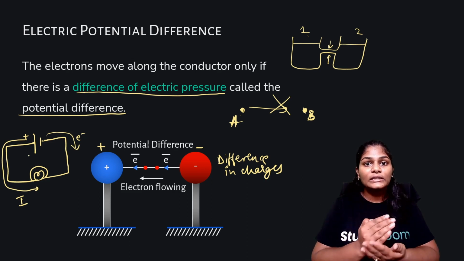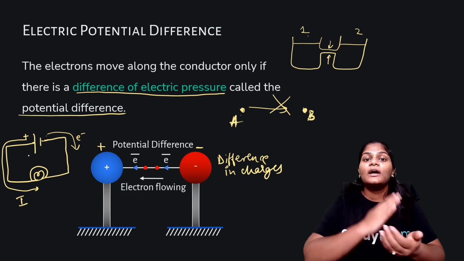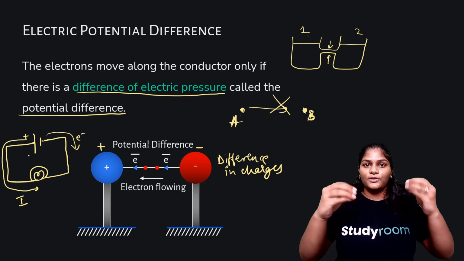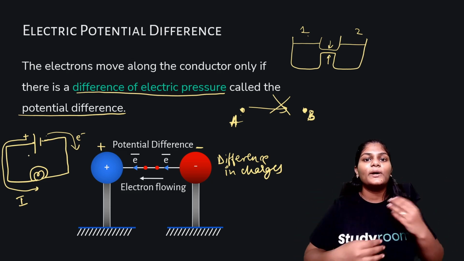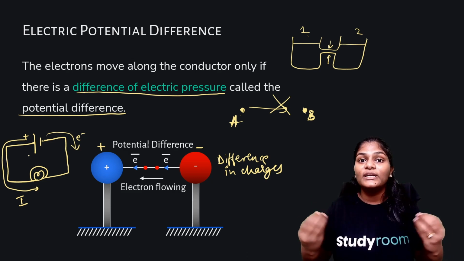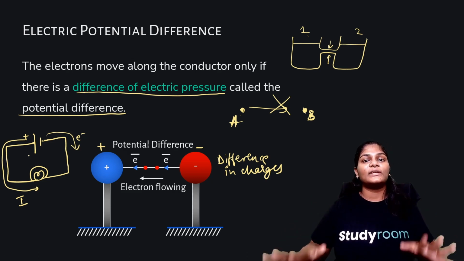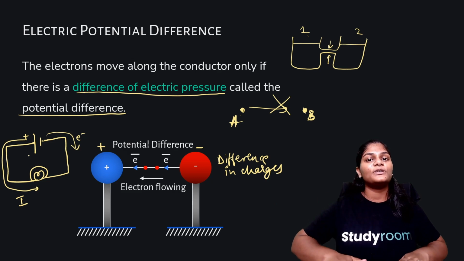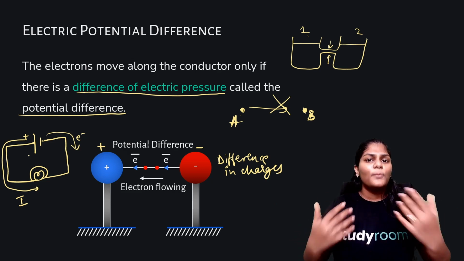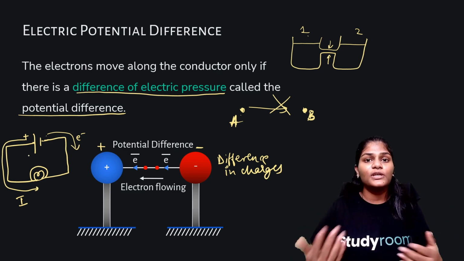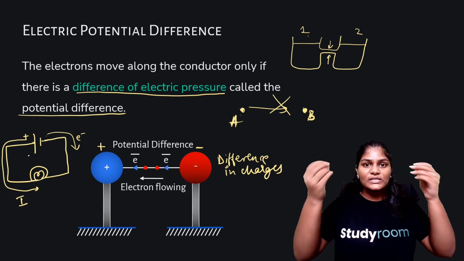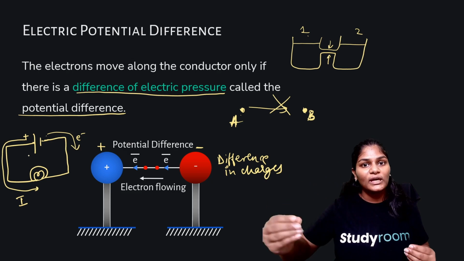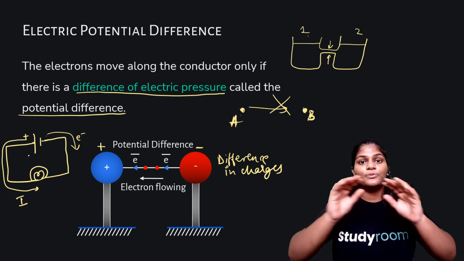Now we've learned another concept that current will only flow if there is some kind of difference between two points. And in electrical terms, when we're studying circuits and current electricity, that difference is nothing but a potential difference or a difference in electric pressure. So potential difference is the term that we usually use. That's why I'm saying potential difference again and again. As soon as I say potential difference, you should know it is a difference in electric pressure between the two points.